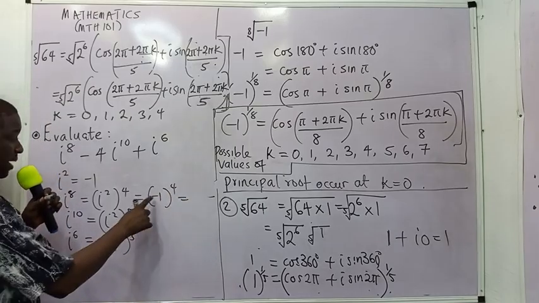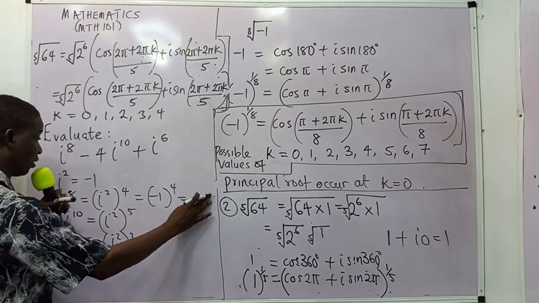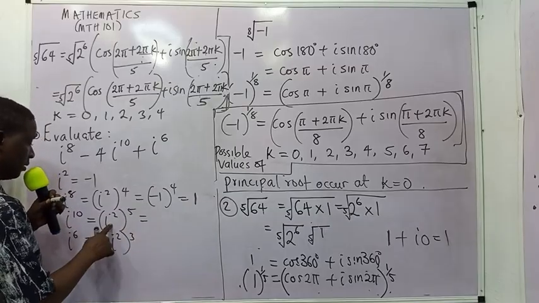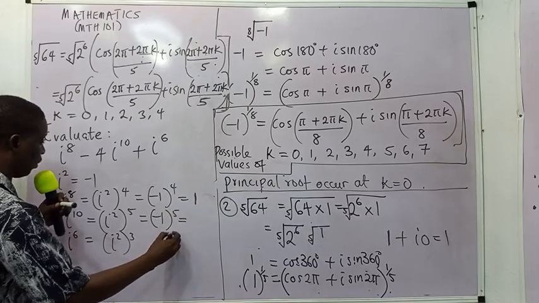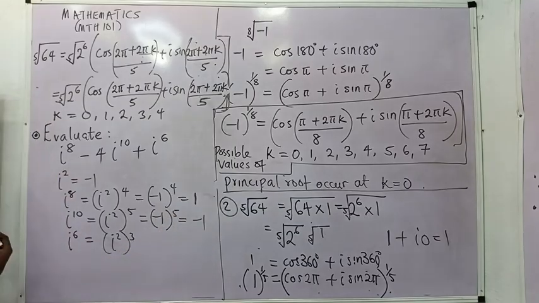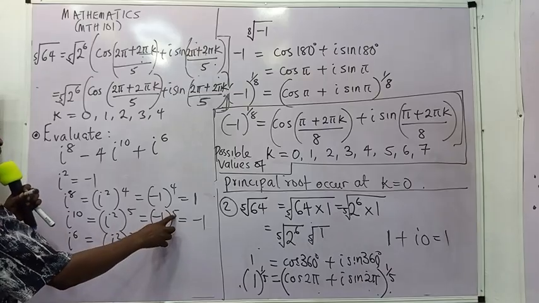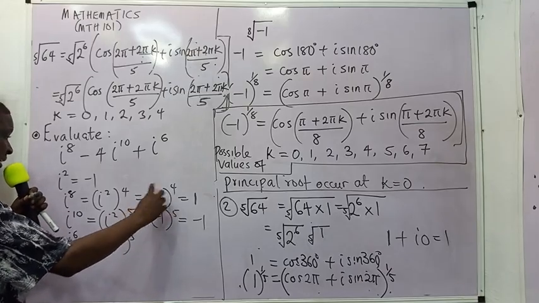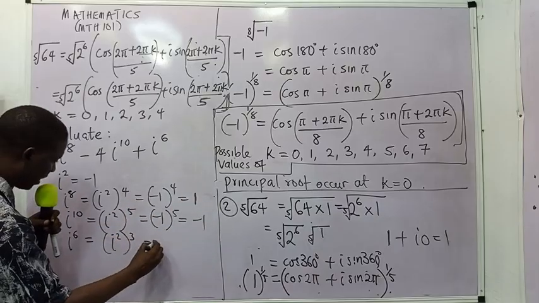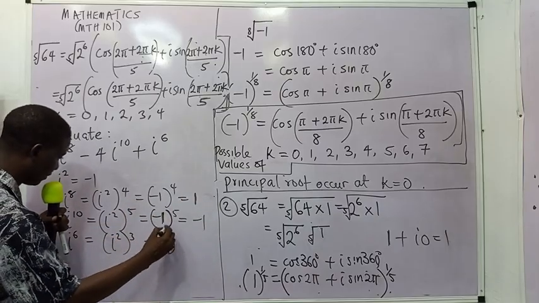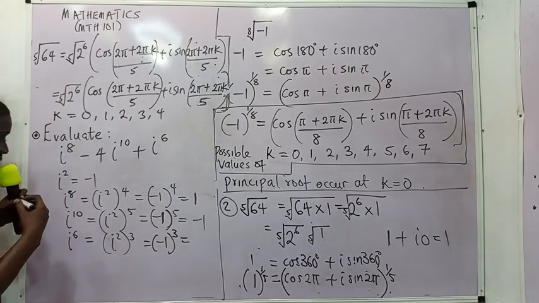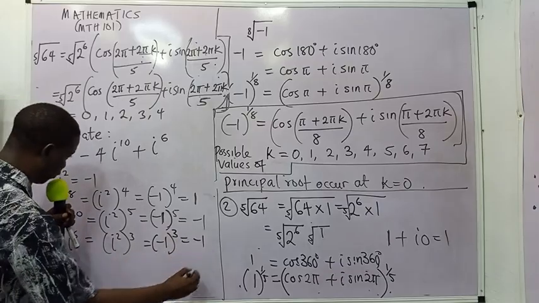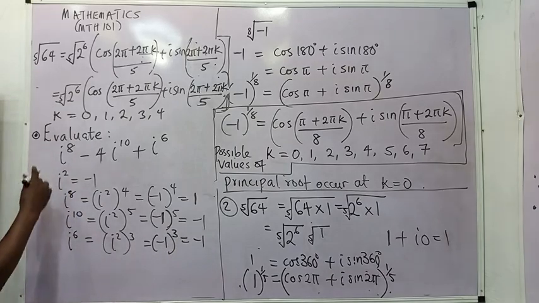What do you have? Minus 1 raised to the power 4 is 1. Then i squared is minus 1, raised to the power 5, is minus 1. You can press the calculator to confirm it. This is an odd power, and this is even, so it makes it 1. Then this one is minus 1 raised to the power 3, which is minus 1.